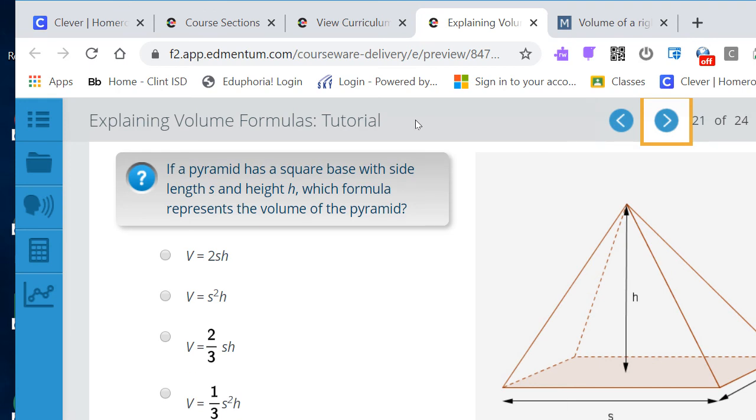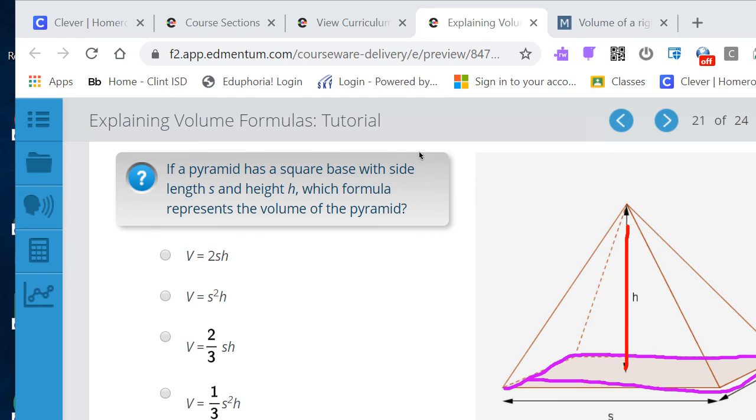And then it brings us to one of these questions. It says if a pyramid has a square base, remember squares, all of the sides are the same. So our base is a square. It doesn't look like a square, but they're telling us it's a square, so we're going to take their word for it. The base of the square has lengths of s and height, very important, the height is h. Which formula represents the volume of the pyramid?